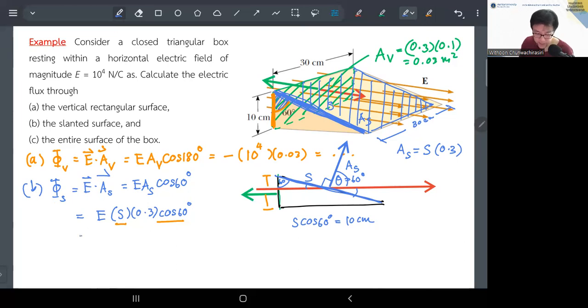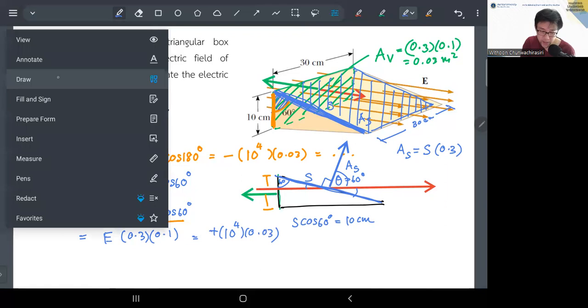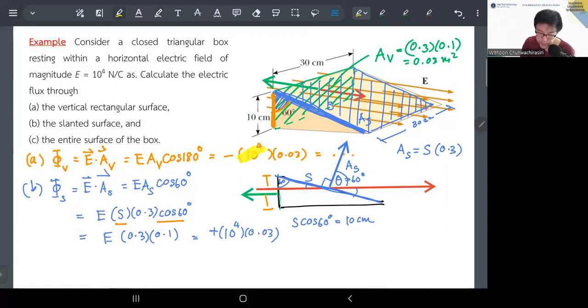Okay, that's nice. So that means it's E times 0.3. S cosine 60 is 10 centimeters, 0.1. And it's exactly positive 10 to the fourth, 0.03. You can notice they are exactly the same number, except one is negative, one is positive. We knew that because on the first vertical surface it is negative because the electric field is trying to enter. But on the slanted surface, the electric field is going out. When you look at this carefully, in is equal to out because every electric field line that enters exits this triangular box.